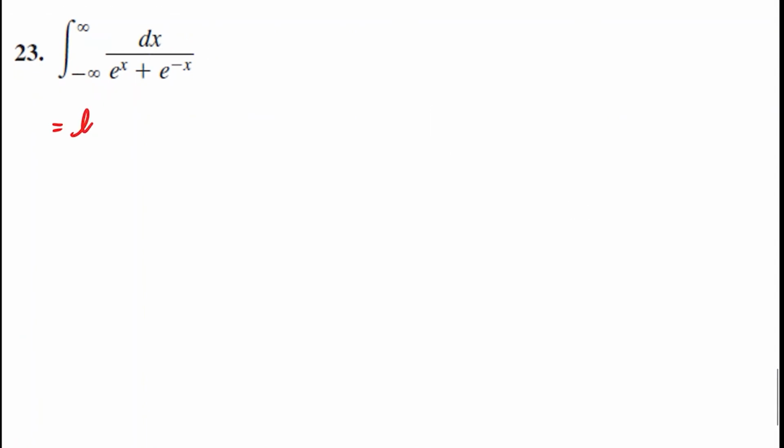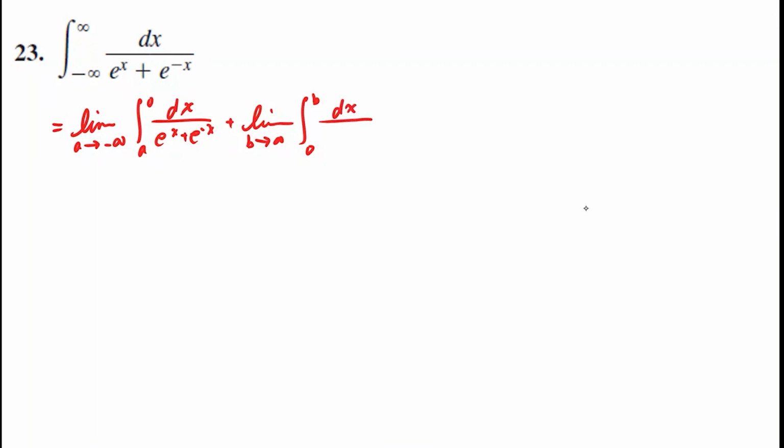So let's break it up at 0, as always. The limit as a approaches negative infinity, integral from a to 0, dx over e to the x plus e to the negative x, plus the limit as b approaches positive infinity, integral from 0 to b, dx over e to the x plus e to the negative x. So far with me? And then integrating this thing is a pain in the butt, right?